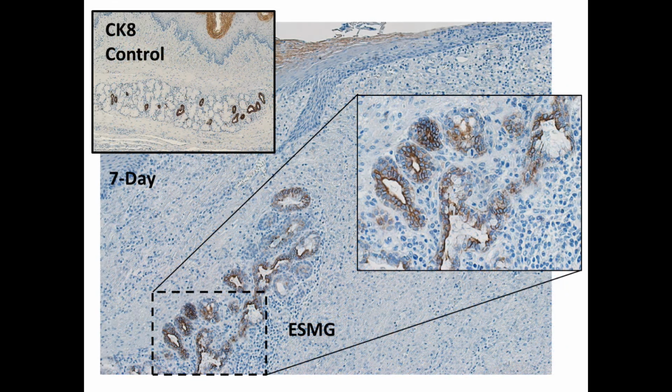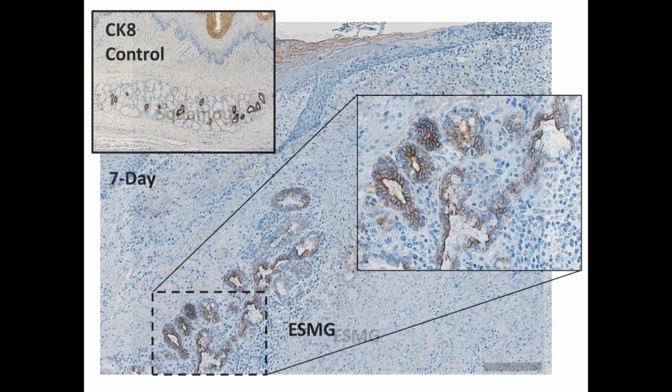In contrast to the P63 squamous marker, CK8, or Cytokeratin 8, is a Barrett's esophagus marker. We found Cytokeratin 8 in the esophageal submucosal glands, but not in squamous epithelium. In this image, Cytokeratin 8, in the control image in the upper left, is only present in small ducts within the normal esophageal submucosal glands, and average scoring was 10% of acini. Then 7 days post-ablation, cytokeratin 8 expression increased in the esophageal submucosal glands and was present in 60% of activated esophageal submucosal glands.